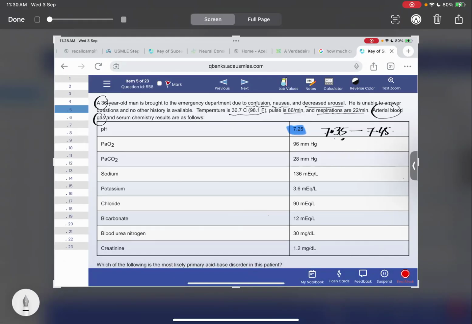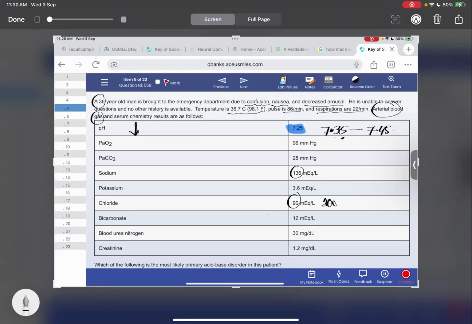So what do we have? The pH is decreased, low. What are the sodium levels? Normal. Sodium is almost normal. What about potassium? Potassium is normal but in the low limit. Chloride is normal, 70 to 105, okay?